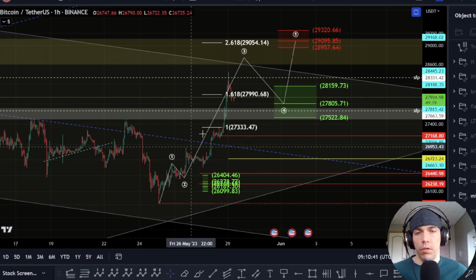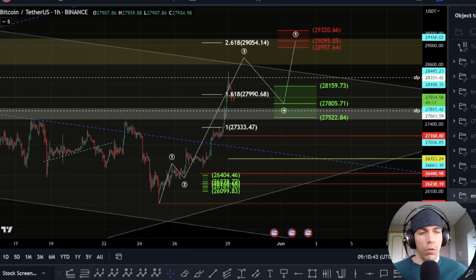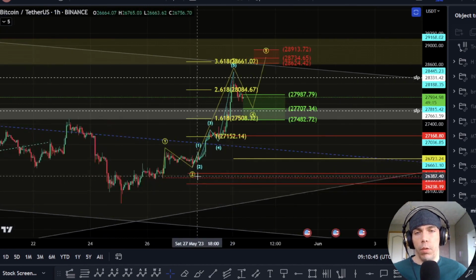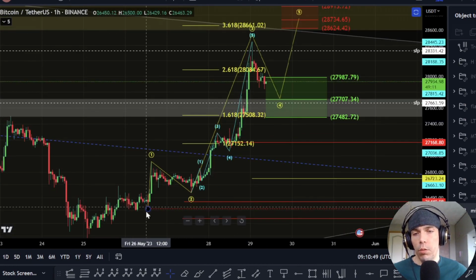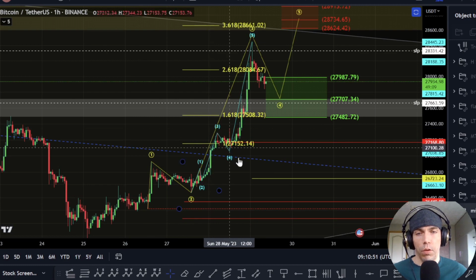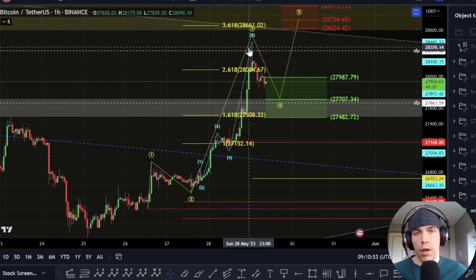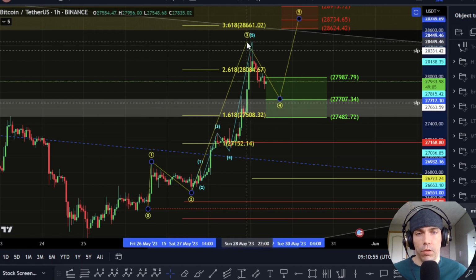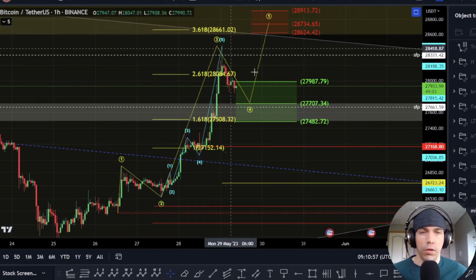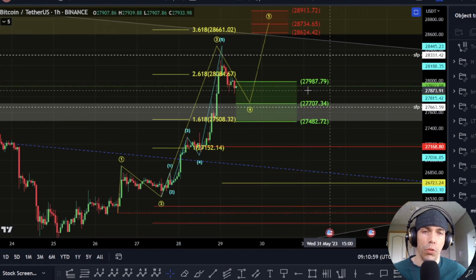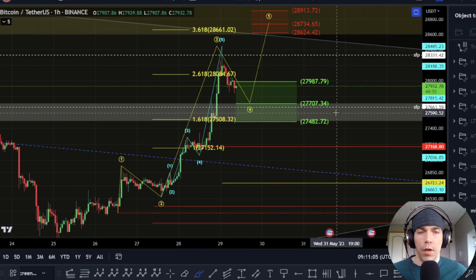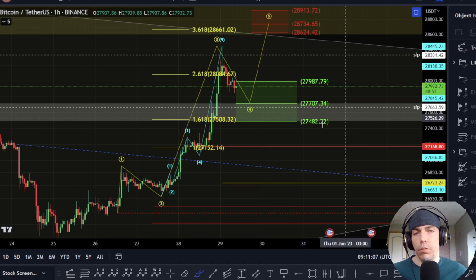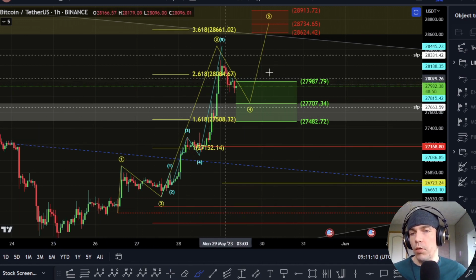Now, there's a couple of ways of counting this as well. What we could argue within this is that we have an extension in a 5th wave here of the 3rd wave, where this becomes 1, 2, 1, 2, 3, 4, and 5, in which case this yellow 3rd wave is completed. We're looking for a 4th wave to the downside, looking to hold support here at this 27,987 to this 27,482. Failure to hold this 27,482 would make this count less probable.